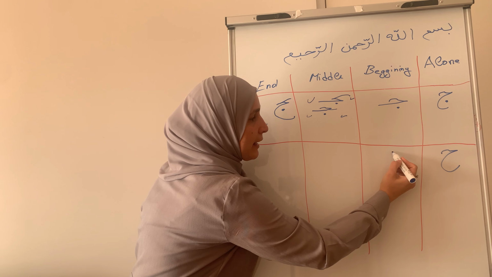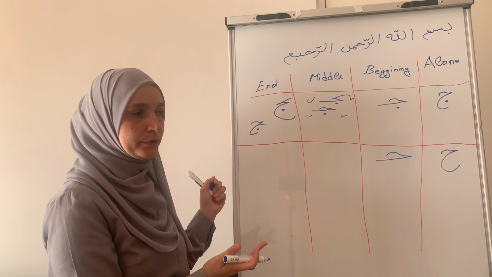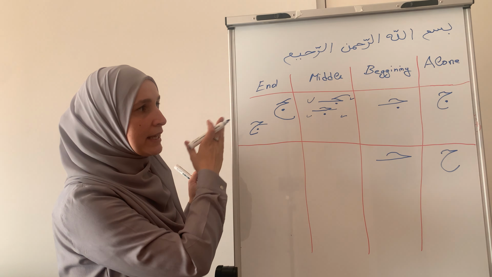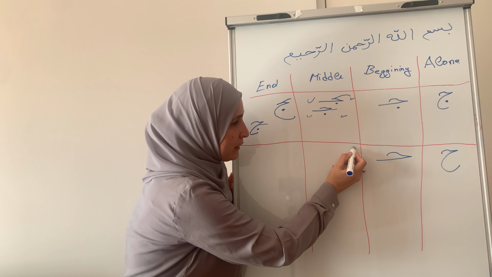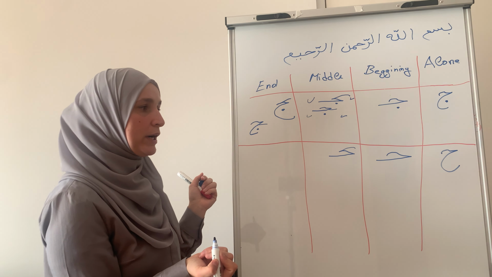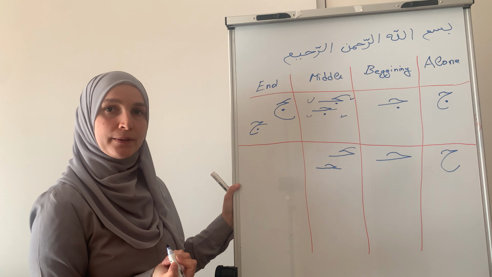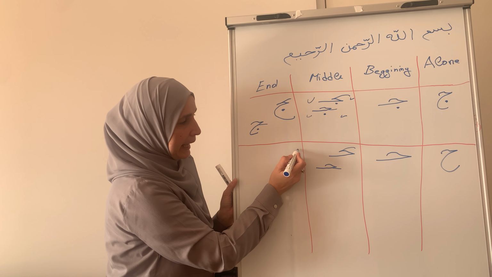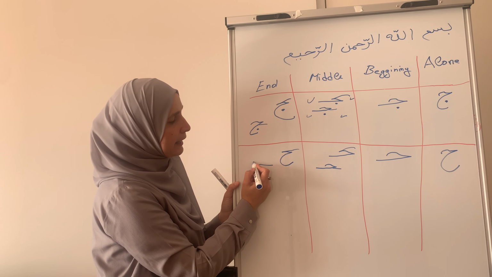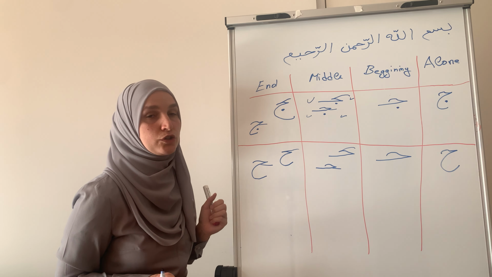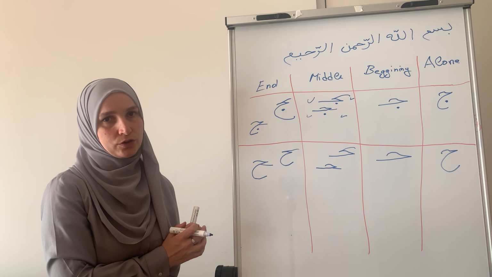Letter Ha, it's like that at the beginning of a word. At the middle of a word, like Jim, it has 2 forms, and I'm going to explain it to you. This is letter Ha. Again, this one is letter Ha as well. Ha at the end, it's the same, and Ha at the end, it's the same. It's going to be a closed letter. Why? Because it is the last letter of a word.